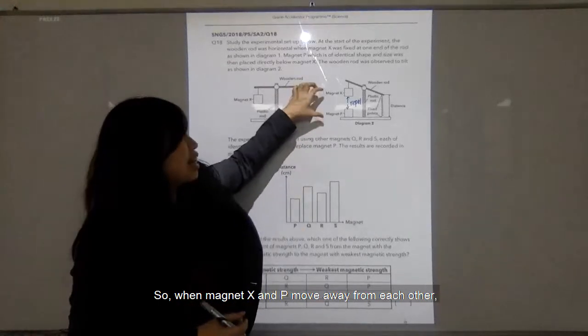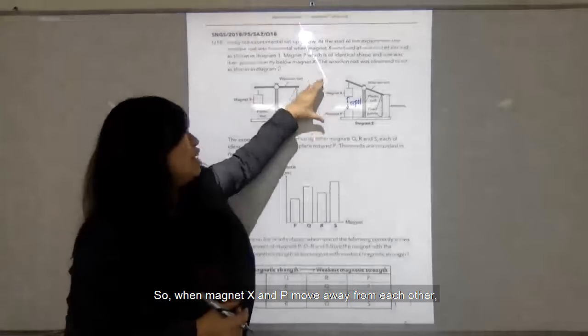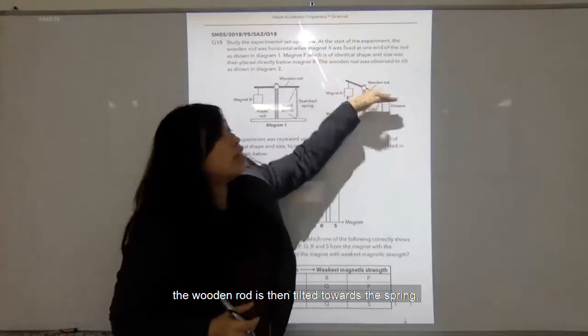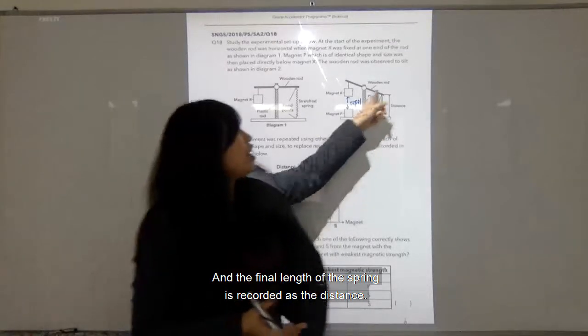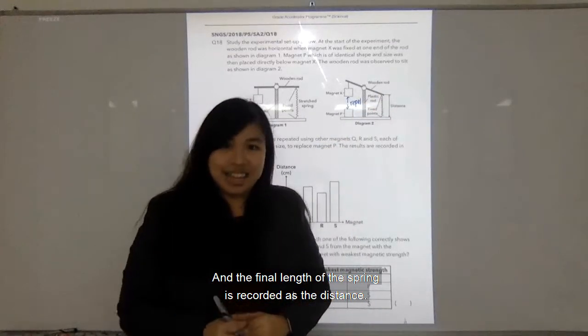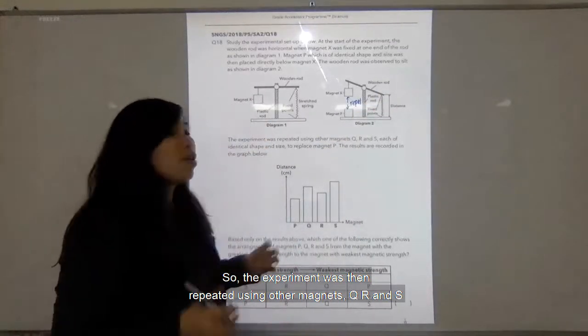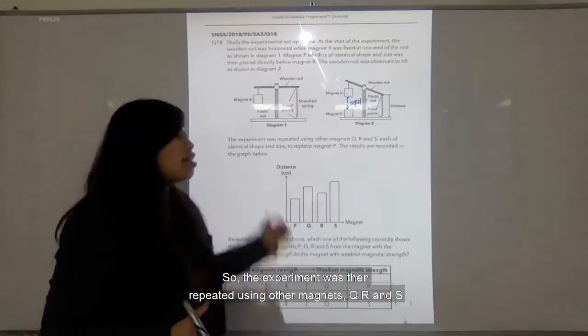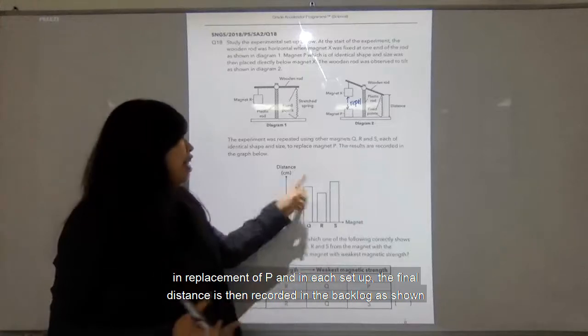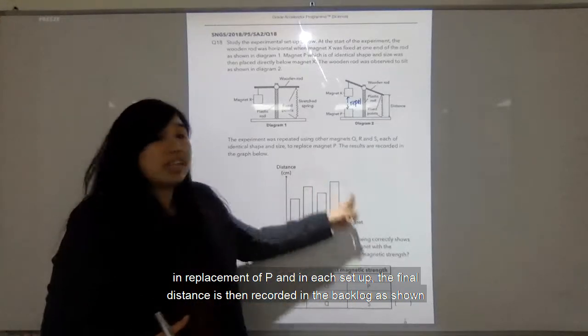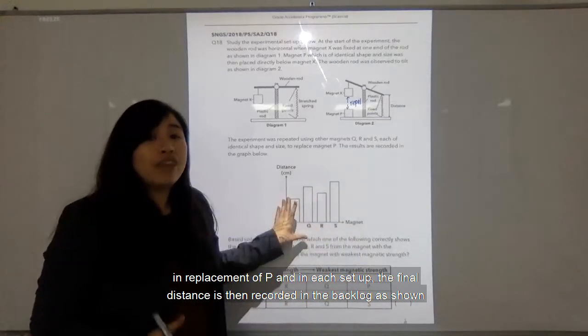So when magnet X and P move away from each other, the wooden rod is then tilted towards the spring, causing the spring to be less stretched, and the final length of the spring is recorded as the distance. The experiment was then repeated using other magnets Q, R, and S in replacement of P, and in each setup, the final distance is recorded in the bar graph as shown.